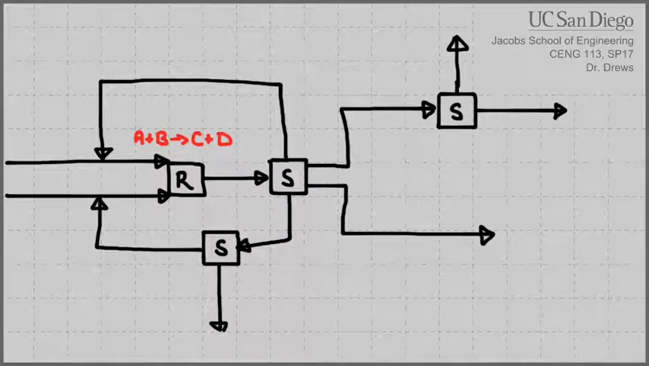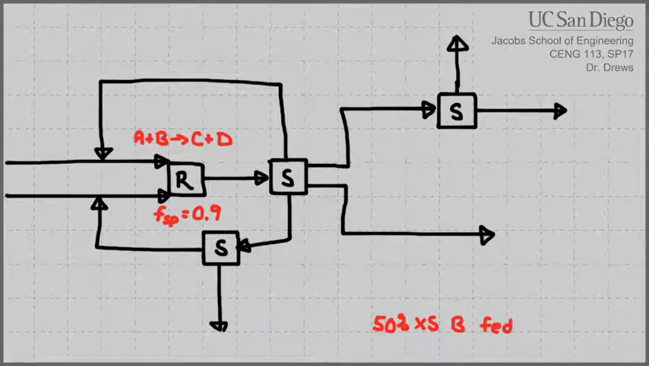We do know that our single pass conversion, FSP, is equal to 90%, pretty high, 0.9. And I don't have a good place to write this, so I'm just going to write it down here in the bottom. An additional process spec that we're told is that 50% excess of the CaCO3, which is species B, is fed to the reactor. If I could add that on my drawing, I would, but I'm out of space.